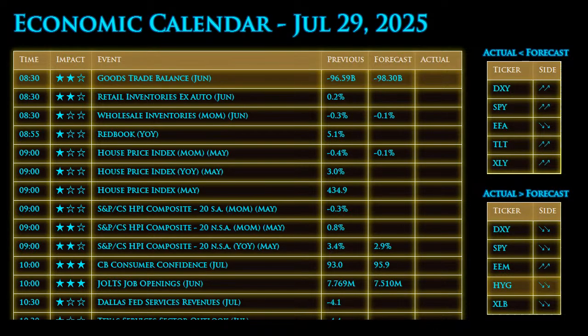High-yield corporate bonds may fall due to fears that a worsening trade balance could signal economic vulnerability. The Materials sector ETF may drop, as a significant trade deficit raises concerns over demand for raw materials.